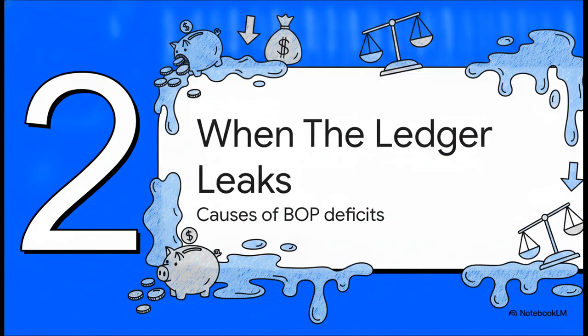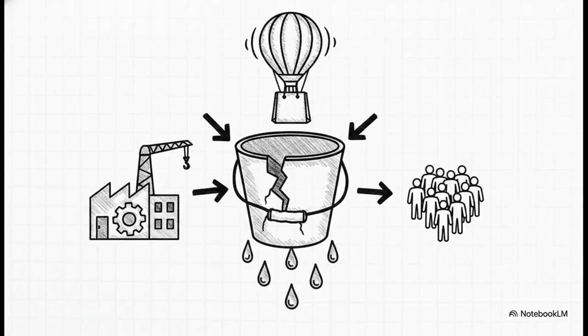Moving on to Section 2, when the ledger leaks. So what happens when a country spends way more than it earns? Well, you get a deficit, and that can be triggered by a whole bunch of factors. For example, high domestic inflation makes a country's own goods super expensive, which ironically encourages its citizens to just buy cheaper imports from abroad. Or think about developing nations.